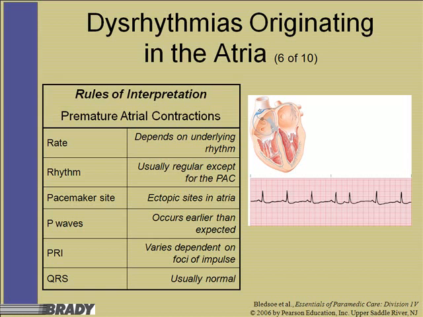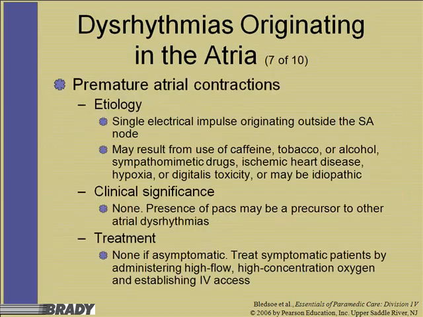It's firing, it's a little excitable, and it's firing before it's supposed to. The P waves occur earlier than expected, as we see in that fifth complex, and then the PRI varies dependent upon the focus of the impulse, or the foci of the impulse. So it just depends on where it's firing in the atria. And the QRS again is usually normal because you have the regular conduction down in the Purkinje fibers.